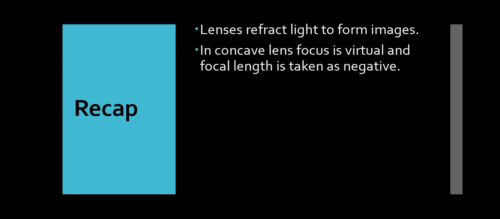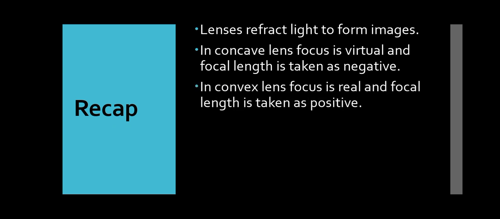In concave lens, focus is virtual and focal length is taken as negative. As the concave lens diverges the light rays that are incident on it, its focus is virtual and its focal length will be taken as negative. In convex lens, focus is real and focal length is taken as positive because convex lens is a converging lens. It actually converges all the light rays to a single point, that is its focal point, so its focal length will be taken as positive.